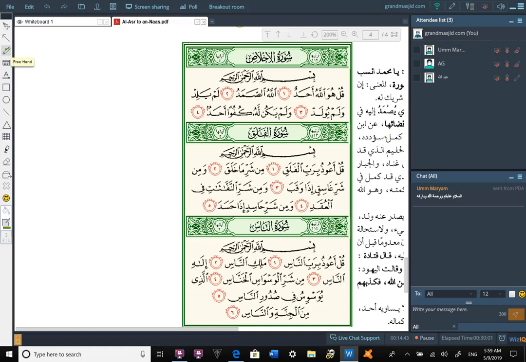Qul huwa Allahu ahad. Say, He is Allah, the one, or say He, Allah, is one. Allahus Samad. Allah is a Samad, meaning He is complete and perfect. He does not need anything, while everything needs Him. Lam yalid, he did not give birth, he does not have children. Wa lam yulad, nor was he given birth to, he never didn't exist, he always existed. Wa lam yakun lahu kufuwan ahad, and there is not for him anyone that is comparable or equal to him.